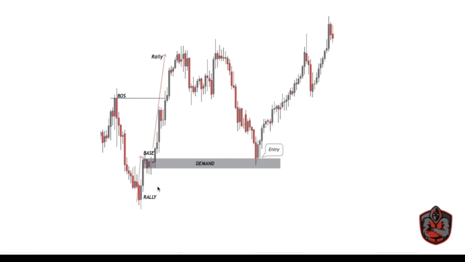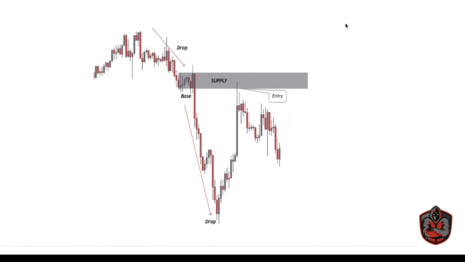Now look at these examples here. So one, we had that break of structure, right? Price broke through this high, creating a higher high. Price then starts to pull back. And what do we have here? A rally, a base, and then a rally. Price pulls back into this demand zone and then continues to move over to the upside.